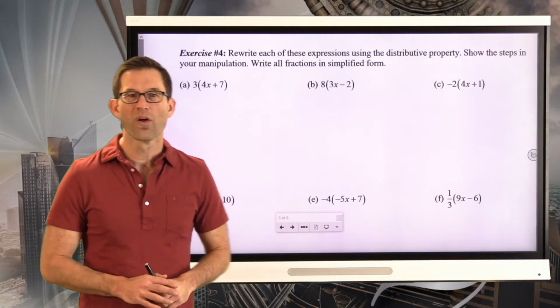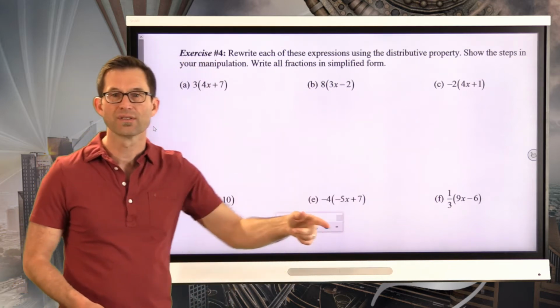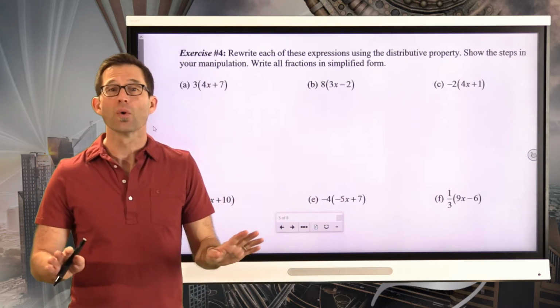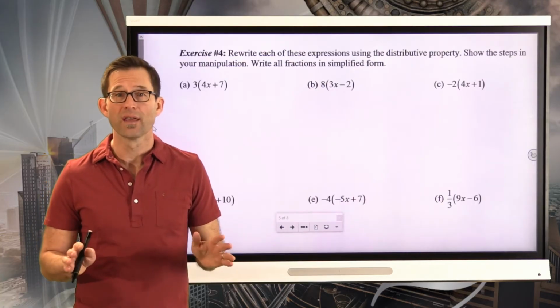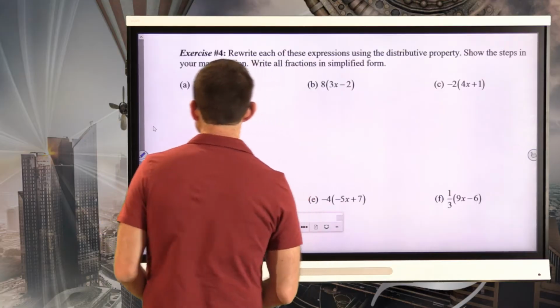All right, this is great. We're all over the place. We got some addition, some subtraction, some negative numbers, some fractions, we got everything here. So let's take a look at letter A together, right? Then maybe have you do letter B on your own. Okay, so here we go.